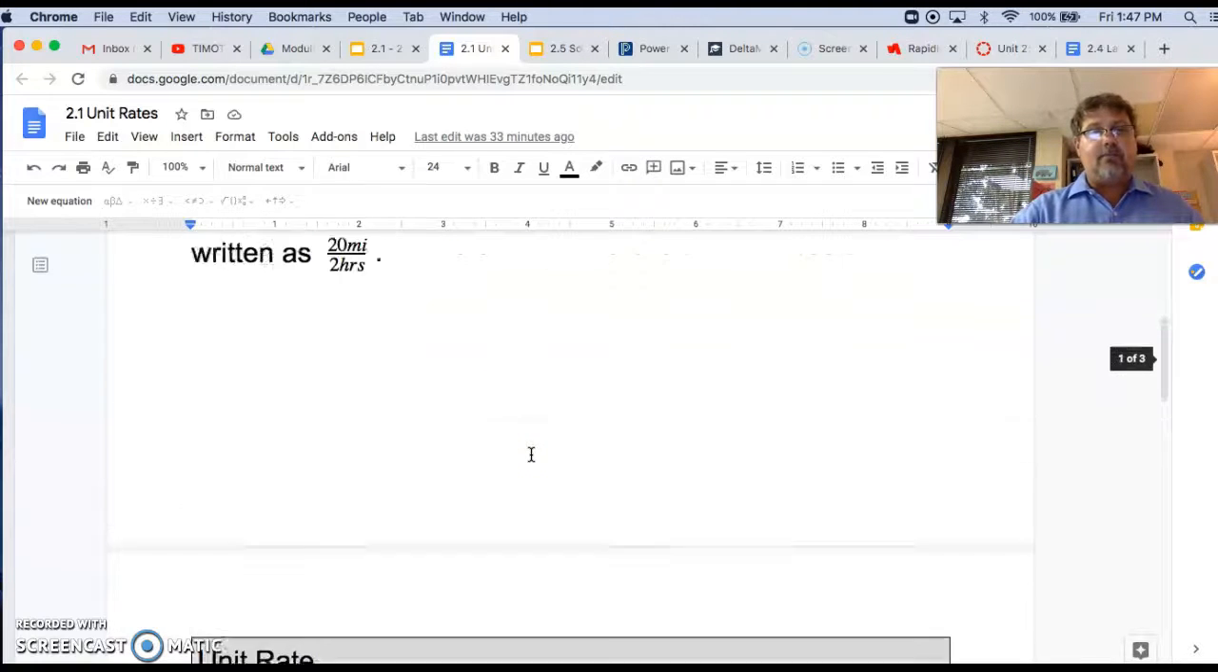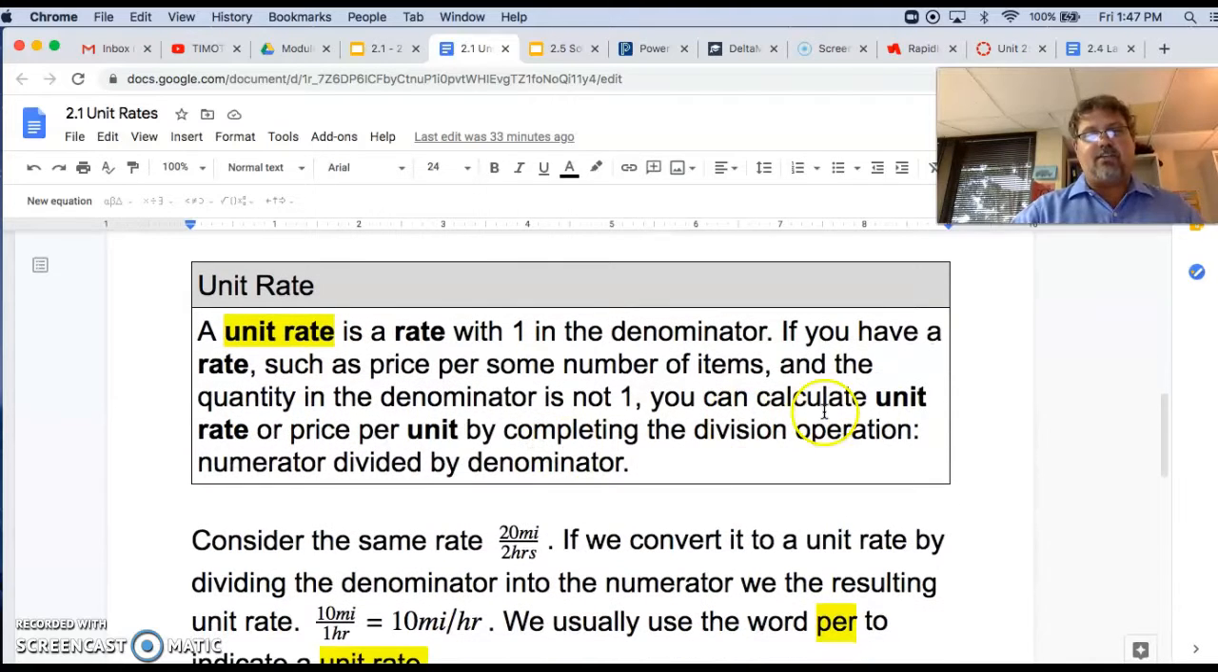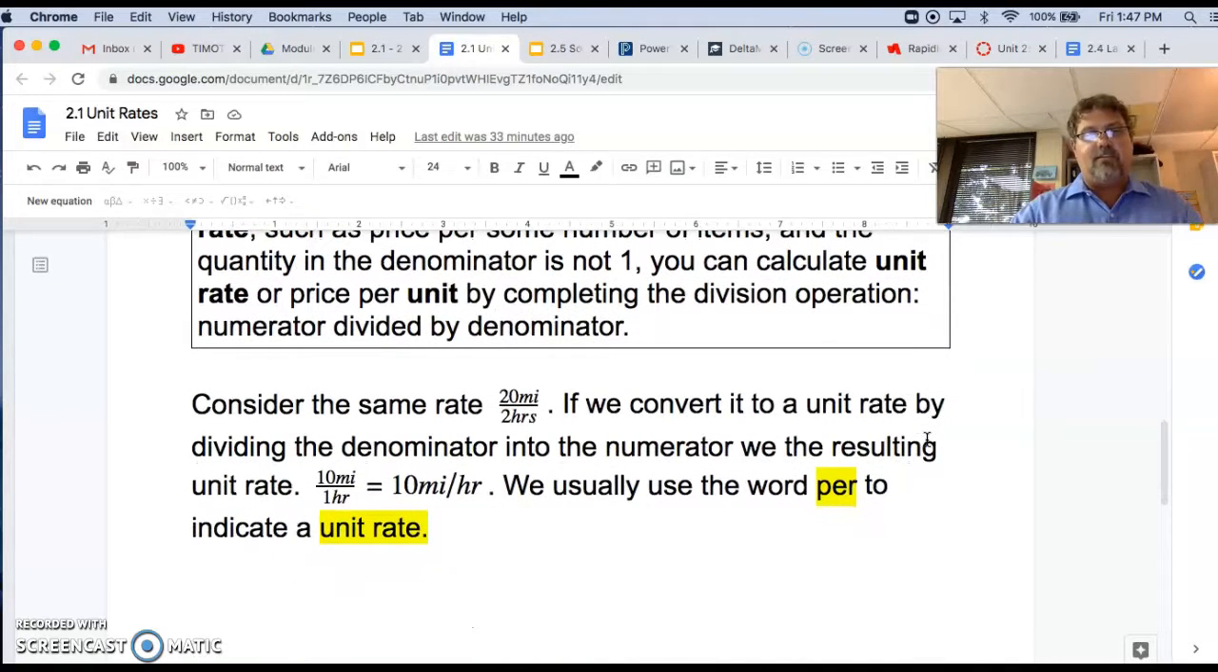But it would be much better to look at it as a unit rate, because a unit rate has a denominator of 1. So when you're comparing something, it's per 1 unit in the denominator. You can calculate a unit rate simply by dividing the denominator into the numerator. That's how you create a unit rate. If we look at the same rate, we divide and you would get 10 miles per 1 hour, which is 10 miles per hour.